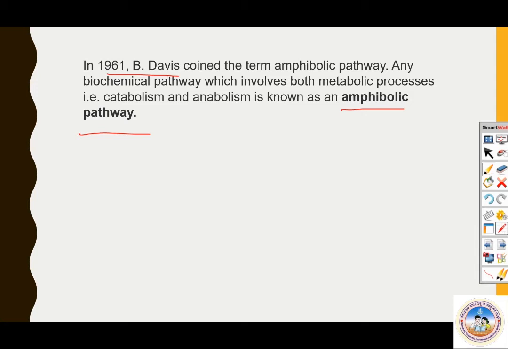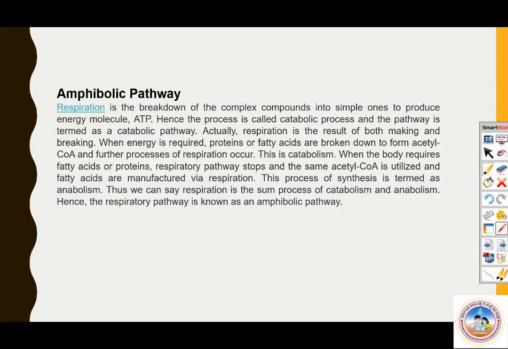If both catabolism and anabolism are present, what do we call it? We call it an amphibolic pathway. Am I clear? So let's start. In the amphibolic pathway, respiration is the breakdown of complex compounds into what? Simple ones to produce what? Energy. That is nothing but your ATP.